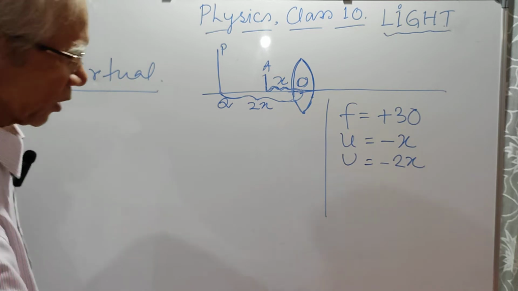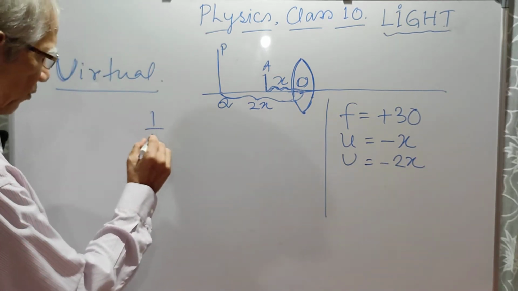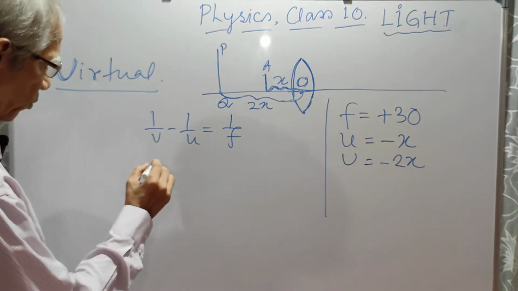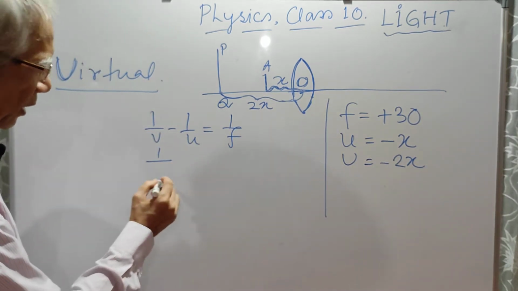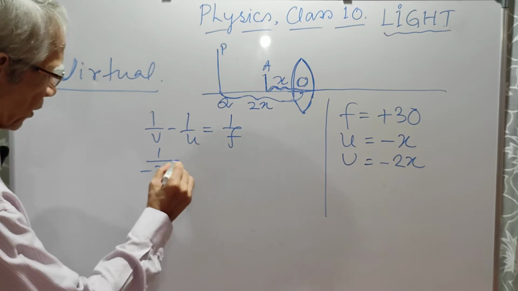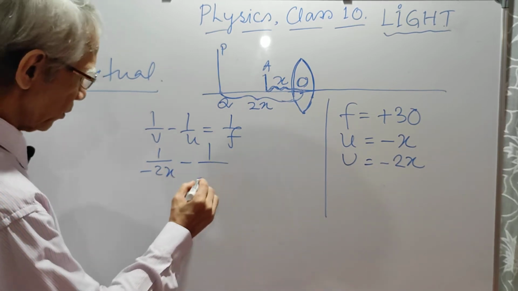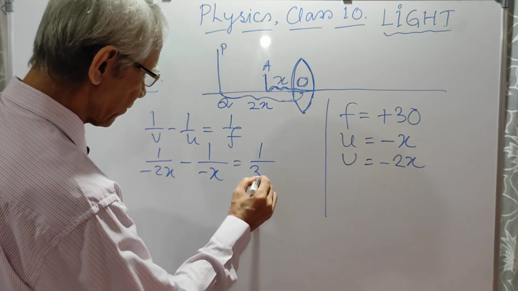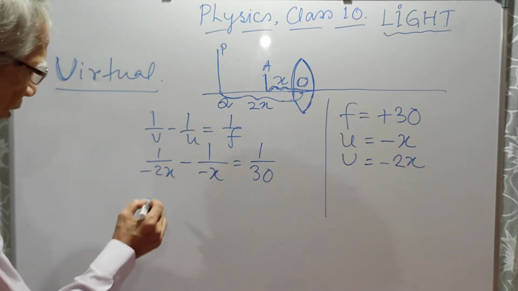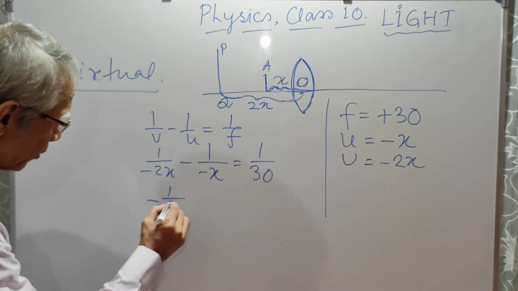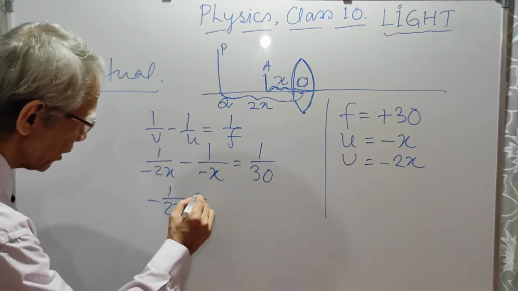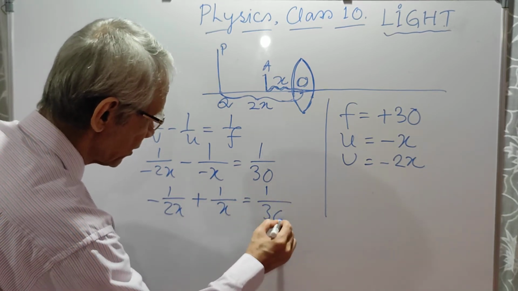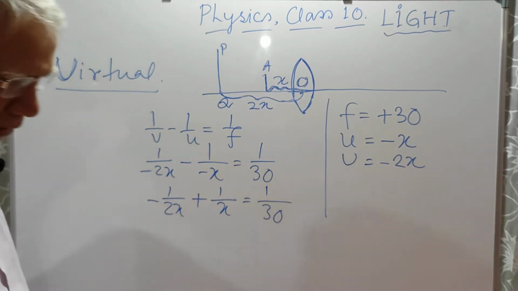Using the lens formula, 1 by v minus 1 by u equal to 1 by f, isn't it? So 1 by v, what is v? Minus 2x. Minus 1 by u, what is u? Minus x. Equal to 1 by f, what is f? 30. Now this is minus 1 by 2x, and minus minus is plus 1 by x, equal to 1 by 30.